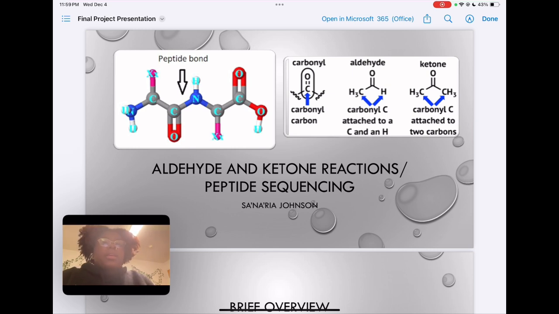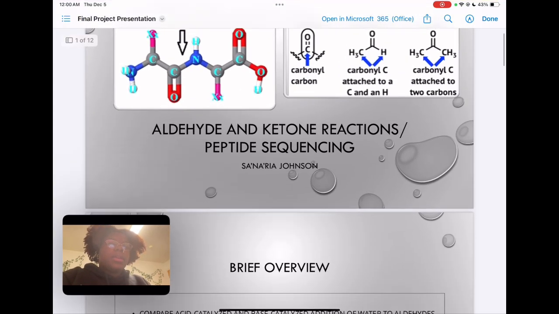A peptide bond is going to be a covalent bond that forms when you have 2 amino acids that are attached together. So that's going to be your carbonyl carbon from your carboxyl group and your nitrogen from your amino group. And then we're going to get more into all that entails later on in the presentation.